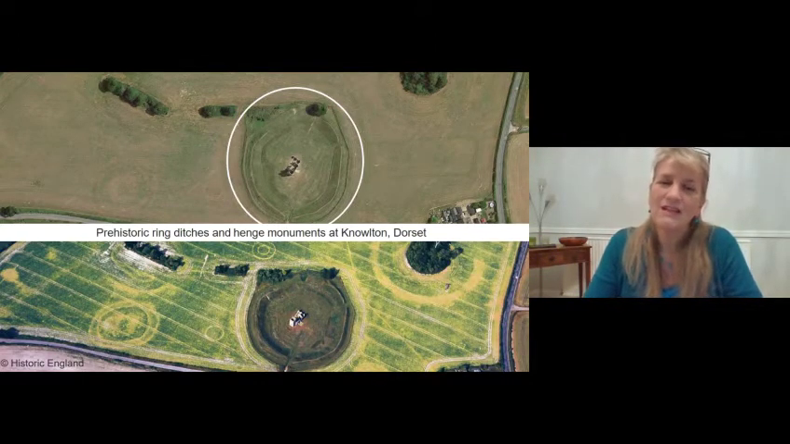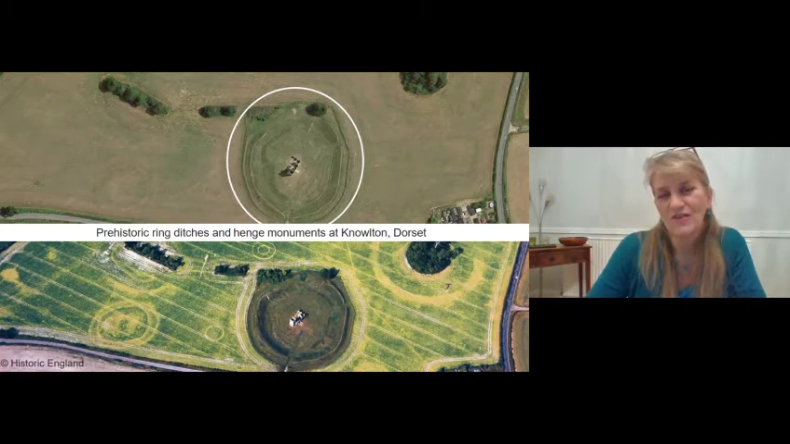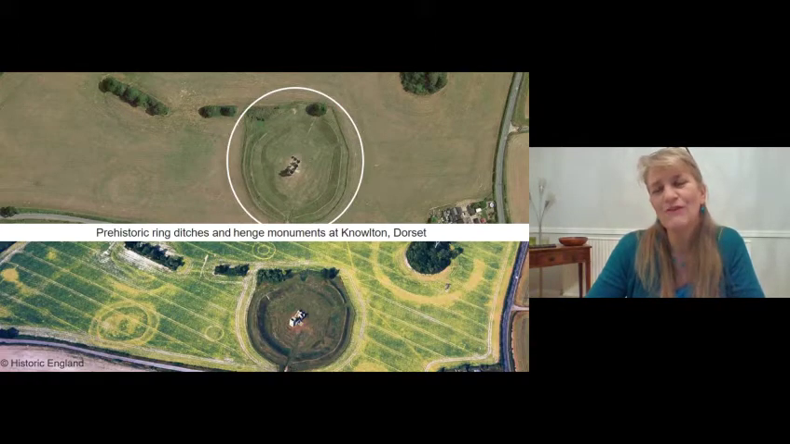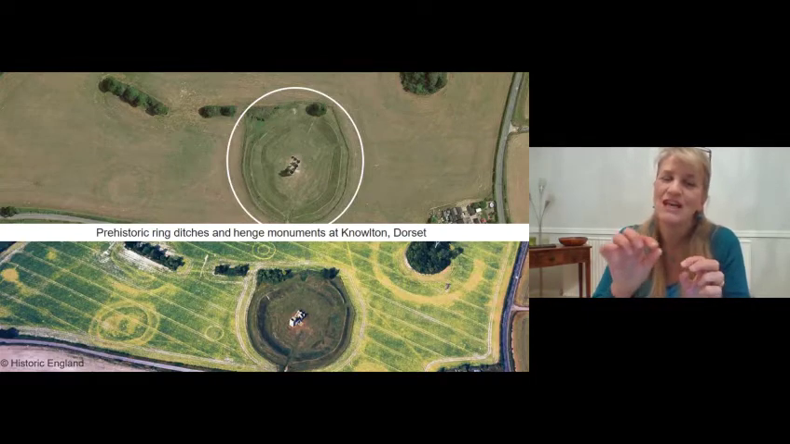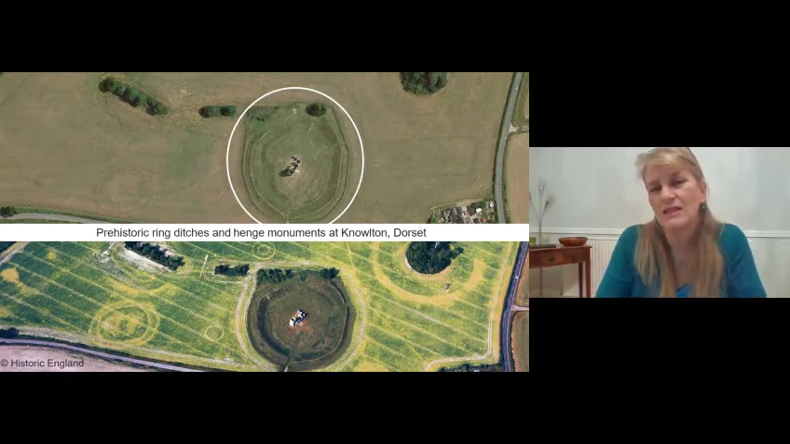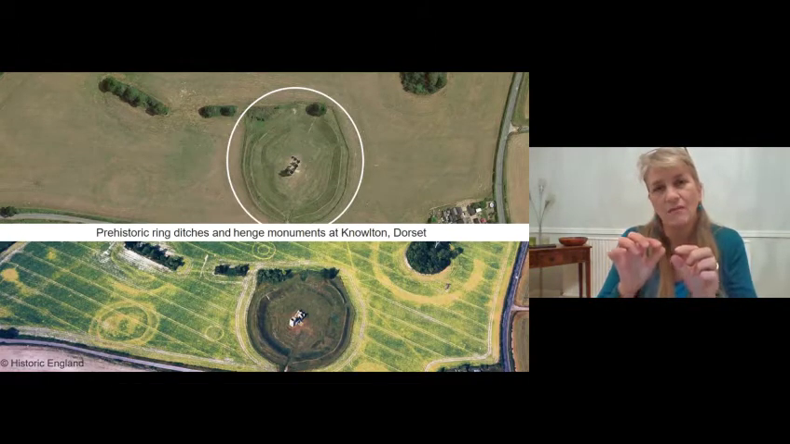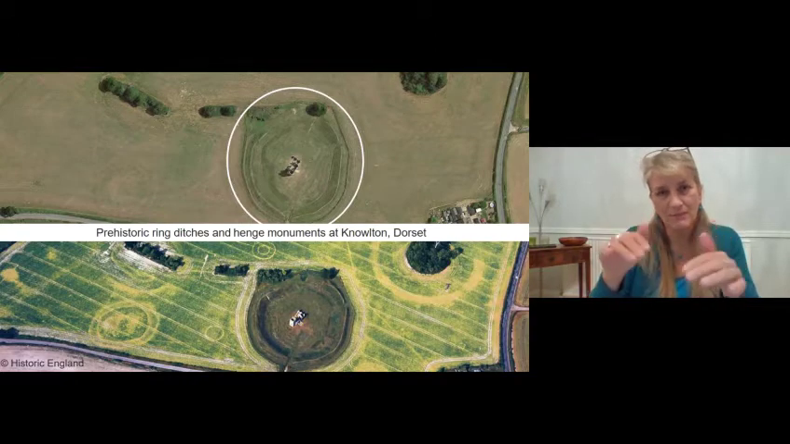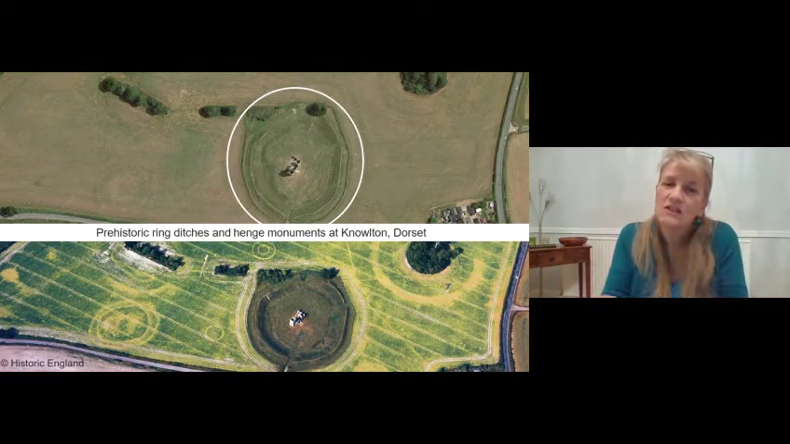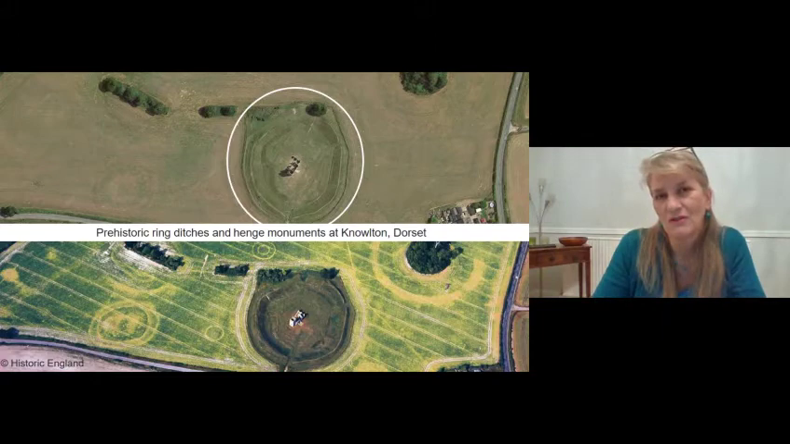So write down all of the features that you can see on that bottom photograph, and then have another look at the one at the top and see if you can see a bit more in that now that you can see hints of what actually turns up when the conditions are right. When you're writing down what you can see, think about whether what you're seeing are banks that have been built up or ditches that have been cut into the ground.